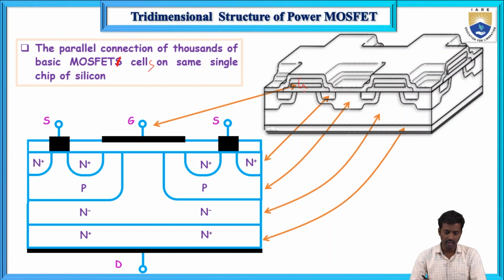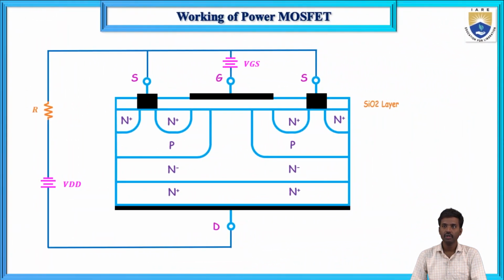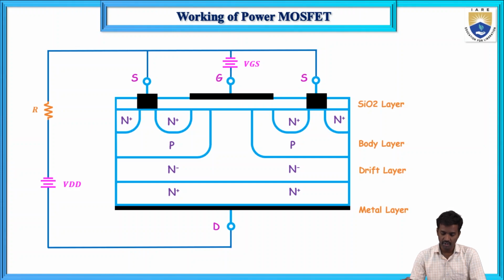So this is the gate G, this one is n plus, here this is P, this is n minus, and this one is n plus. This is the SiO2 layer, the P layer is the body layer, and the n minus layer is the drift layer. The last layer is a metal layer. It is a vertically oriented structure. A vertically oriented structure maximizes the cross-sectional area, and that increases the current rating. This n minus layer increases the breakdown voltage of the device.